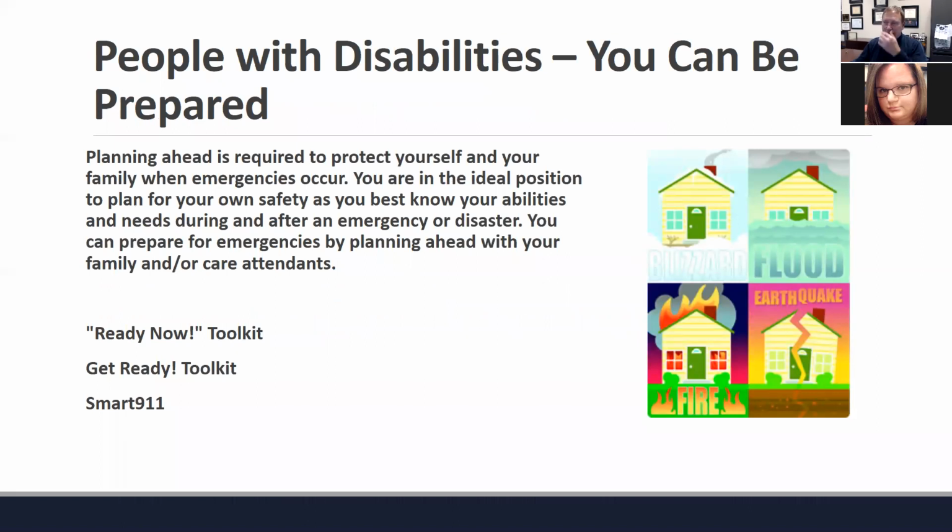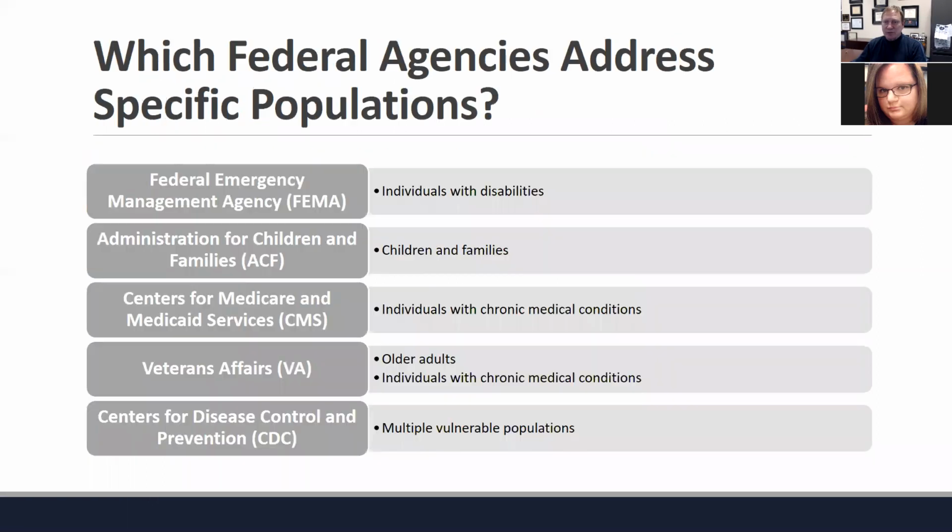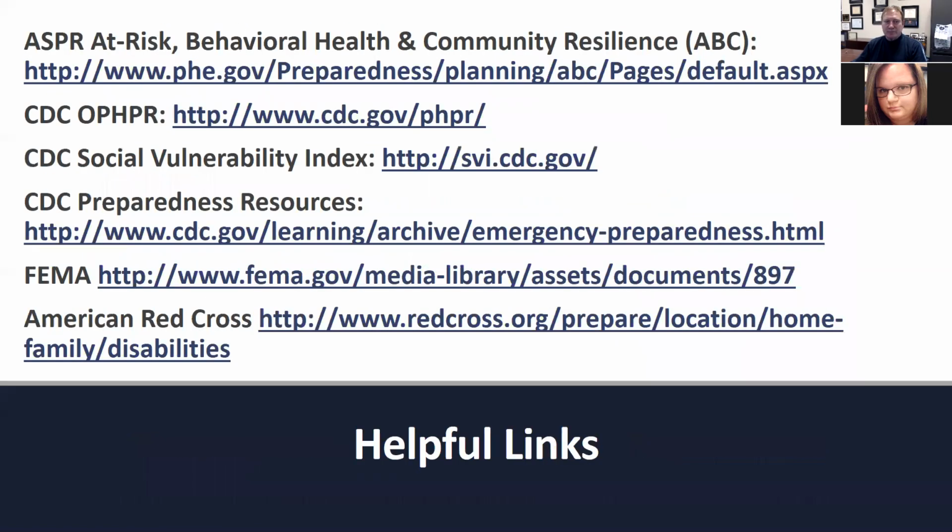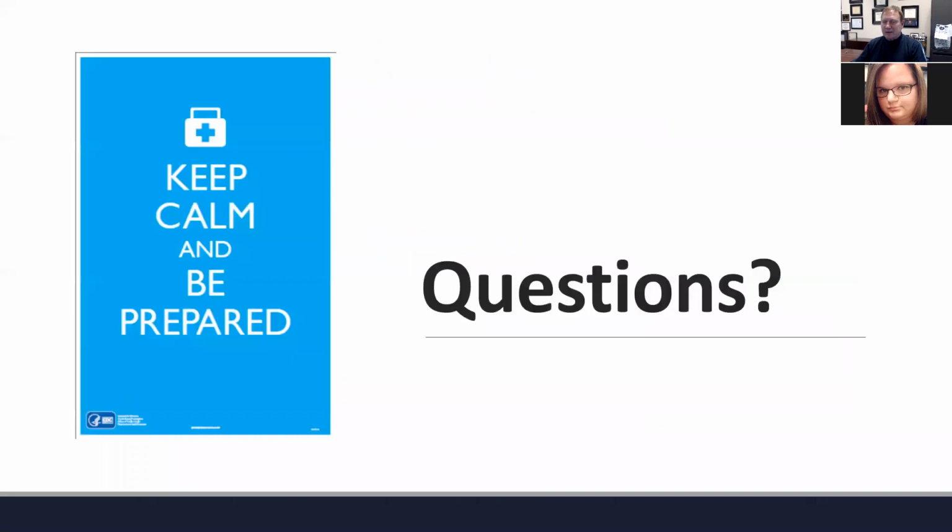There's a couple of programs that are out there that are available that are linked as a part of the presentation for today. There are federal agencies that are involved in this response, and here are some of the resources that are there. And with that, I'll say that's all I have for today.